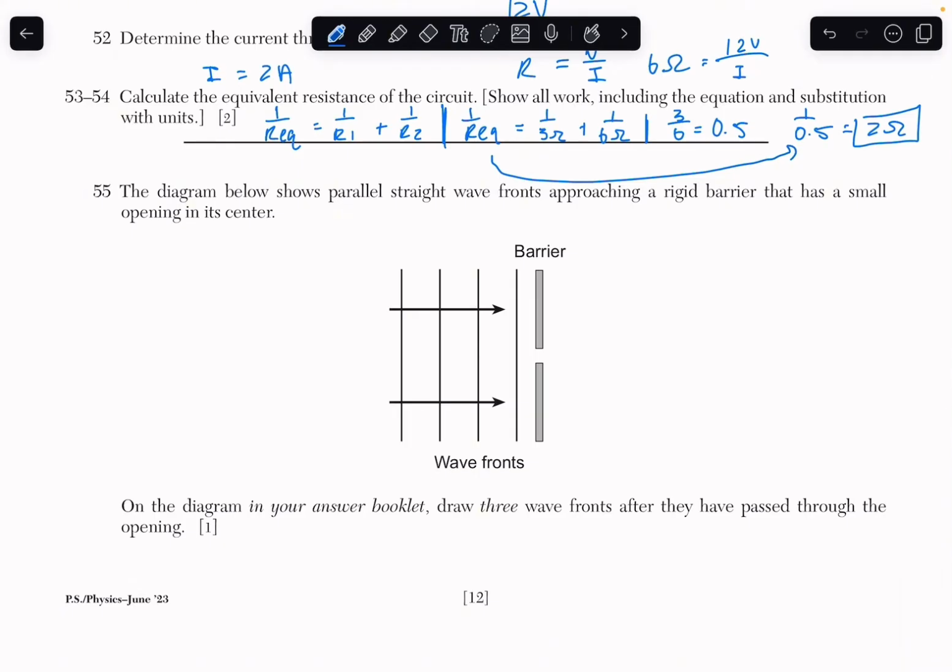55. The diagram below shows parallel straight wavefronts approaching a rigid barrier that has a small opening in its center. On the diagram in your answer booklet, draw 3 wavefronts after they have passed through the opening. This question is about diffraction, because remember, diffraction is when the waves spread around an object once they go through the slits. In this case, we just have one slit, and after they go through the slit, they spread out and bend. So in our case, it should look something like this. It starts out small, but then the wavefronts get larger as they bend and spread out.